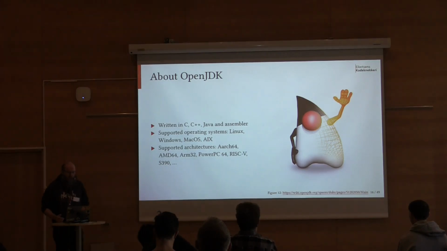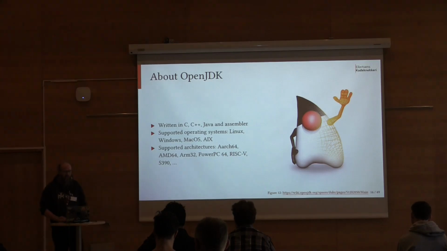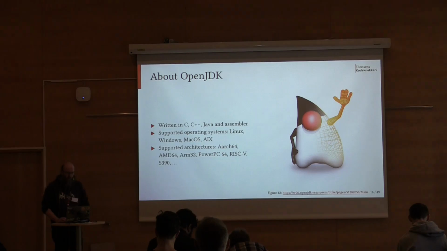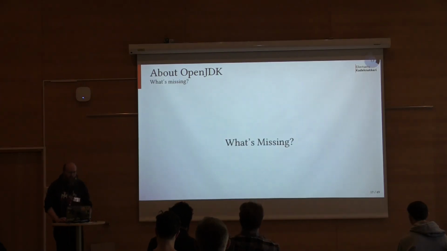As you can see here, the upstream supported operating systems at the moment are Linux, Windows, Mac OS, and AIX. I believe that's all of them. And a number of processor architectures. I'm not even sure I got all of them here. So, can anyone tell me what's missing from that picture?